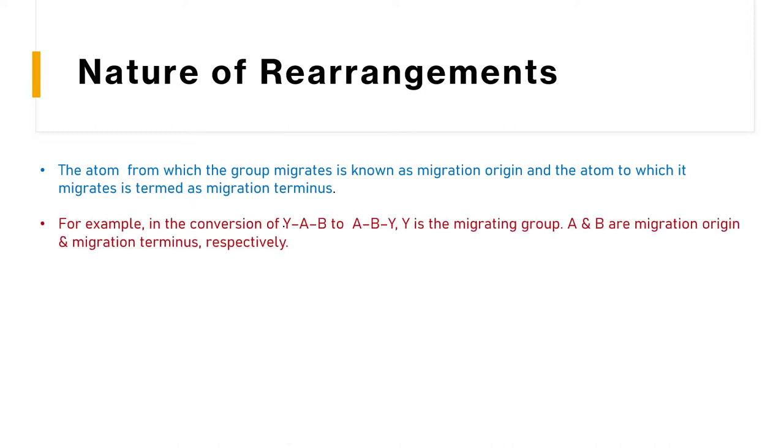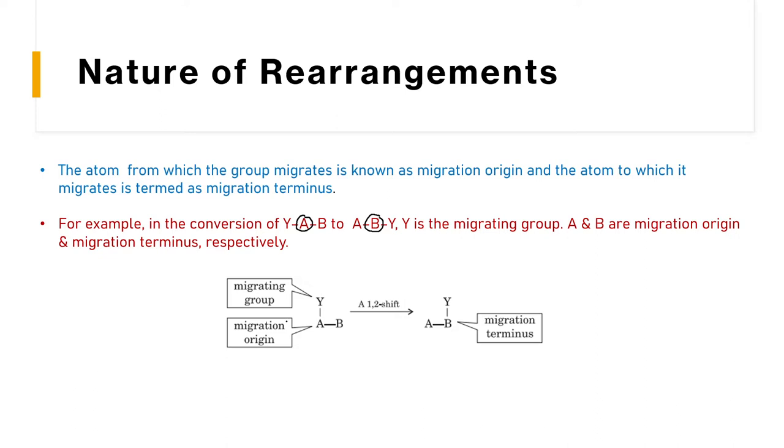Suppose there is a conversion of YAB to ABY, so it starts from A and goes to B. This means Y is the migrating group, A is the migrating origin and B is the migration terminus. So this is quite easy to understand. A is the migrating origin, B is the migration terminus and Y is the migrating group.